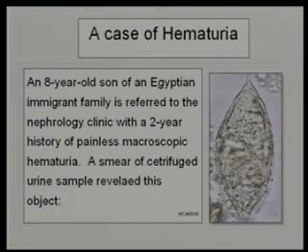Okay, and here is a true New England Journal of Medicine case. An 8-year-old son of an Egyptian immigrant family is referred to the nephrology clinic with a 2-year history of painless macroscopic hematuria. A smear of the centrifuged urine sample revealed this object. Right away, from the history, the symptoms, and the egg shape, you can deduce it's Schistosoma hematobium.